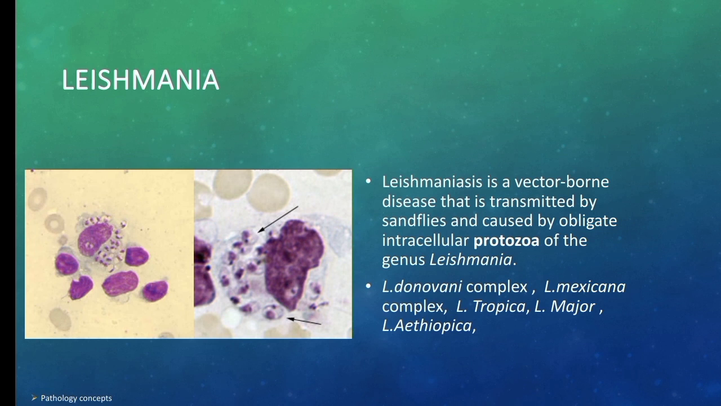Let's focus on Leishmania. Leishmaniasis is a vector-borne disease that is transmitted by sand flies and caused by obligate intracellular protozoa of the genus Leishmania. The important species are L. donovani complex, L. mexicana complex, L. tropica, L. major, L. ethiopica.